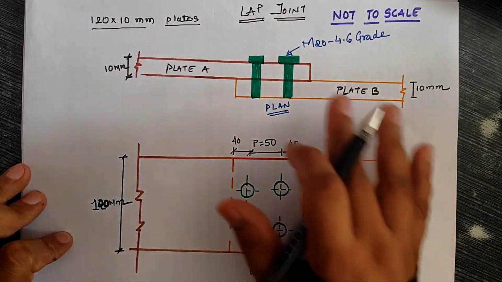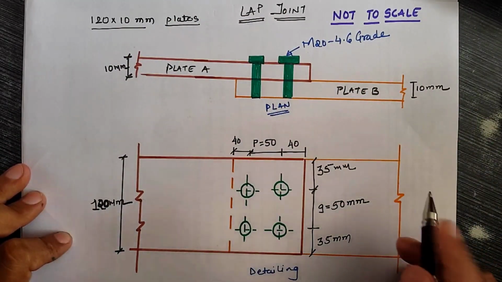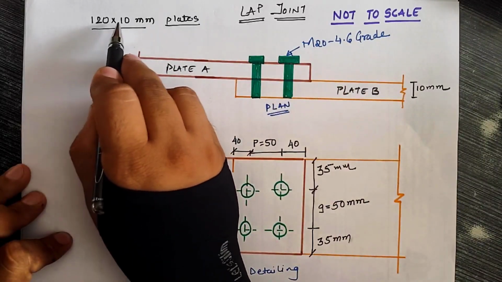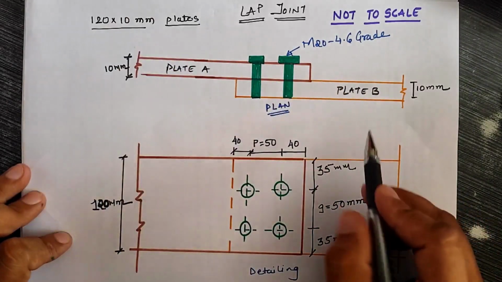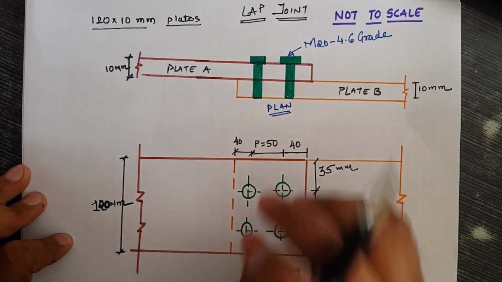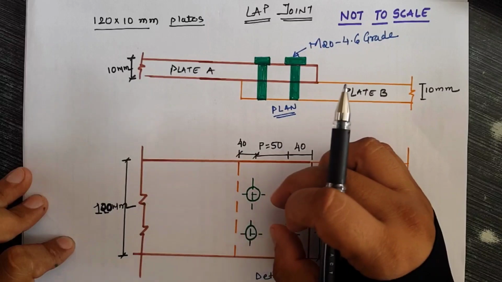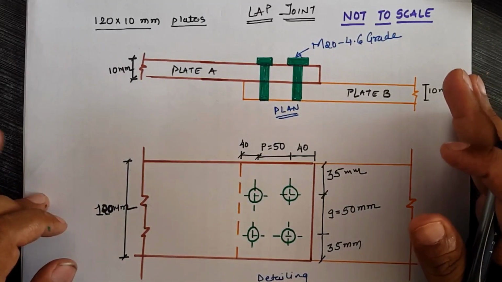Okay, so this one is the detailing work, which shows that if M20 4.6 grade bolt is given, 120 by 10 mm thick plate is given, and total number of bolts is 4, and if we provide not only a single row but double bolts in a row, then the detailing works look like this.